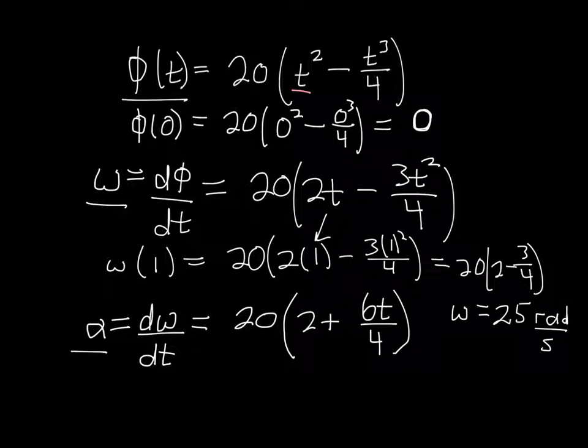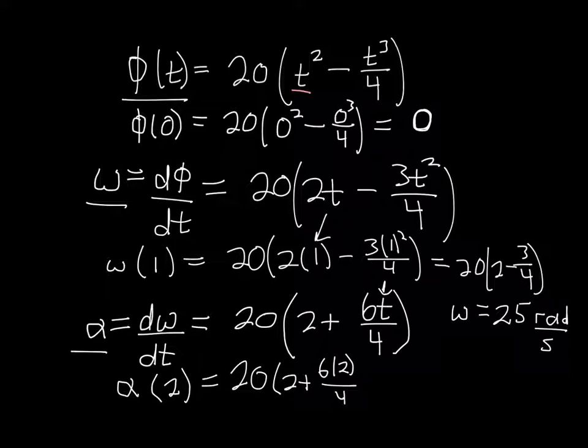And then let's say I want the acceleration. Let's change the time I'm going to get the acceleration. Let's do acceleration at a time equal to 2 seconds. So again, I just plug in my time for t. So I get 20 times 2 plus 6 times 2, where I plugged in my 2 for this t right here, all divided by 4.